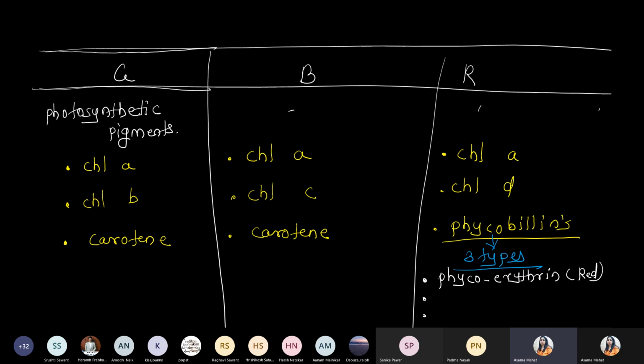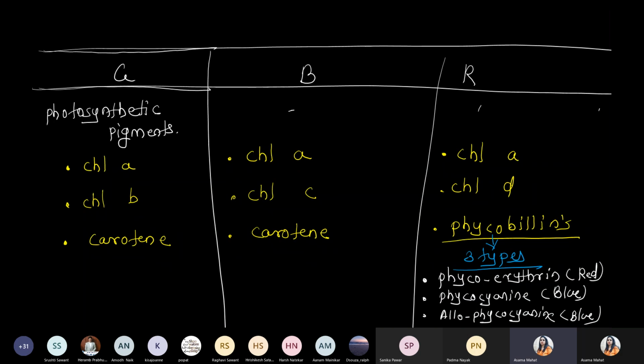Which color pigment? Red color. Second will be phycocyanin. The word cyanin has come. Cyanin means which color? Blue color. So phycocyanin is a blue colored pigment. And the next one is light blue in color, allophycocyanin. Again, it is light blue color, or simply you can write blue color. Got it? So simple: phycoerythrin red color, phycocyanin blue color, and allophycocyanin, which color? Again blue color, that is light blue color.